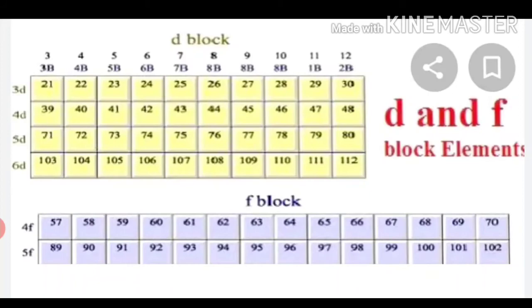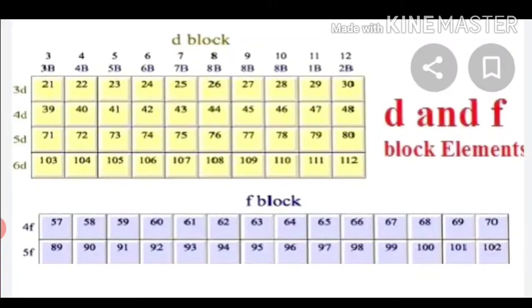closed packing or hexagonal closed packed lattice. So the characteristics of metallic properties of these elements are as follows: hardness, electropositive nature, high density, high tensile strength, ductility and malleability, high value of thermal and electrical conductivity, high melting and boiling point, alloy formation. Okay, now let's come to melting and boiling point.